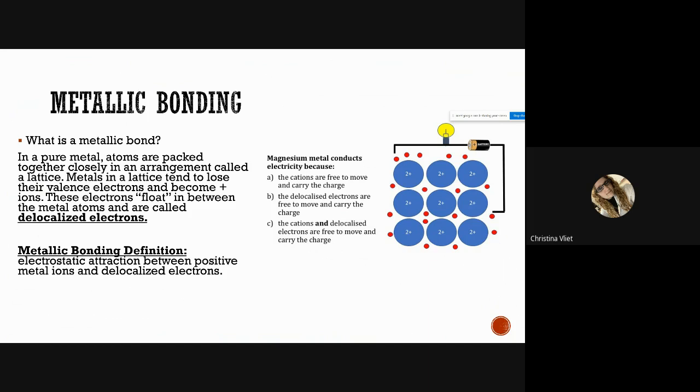Metallic bonding. In pure metals, there's a new type of bond you need to be aware of. So on the top here, write types of bonds. We learned covalent. We learned ionic. And the new one is metallic.